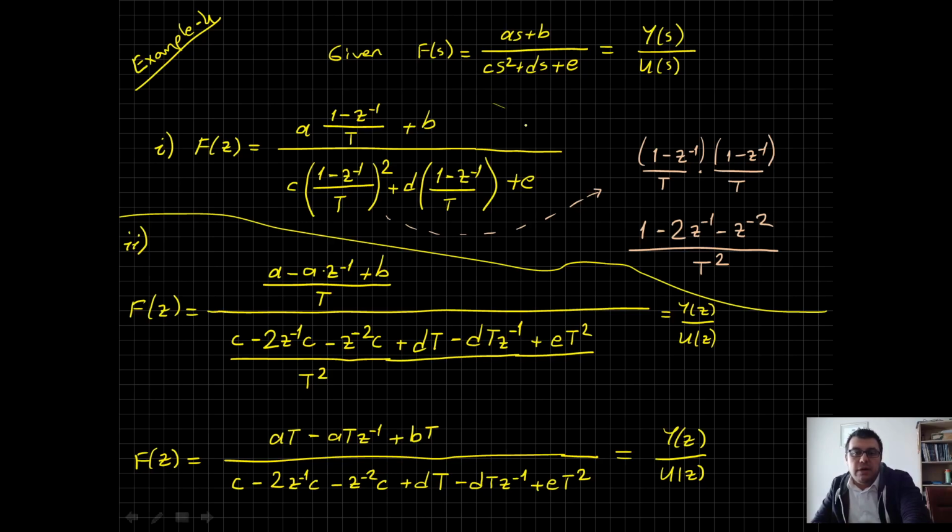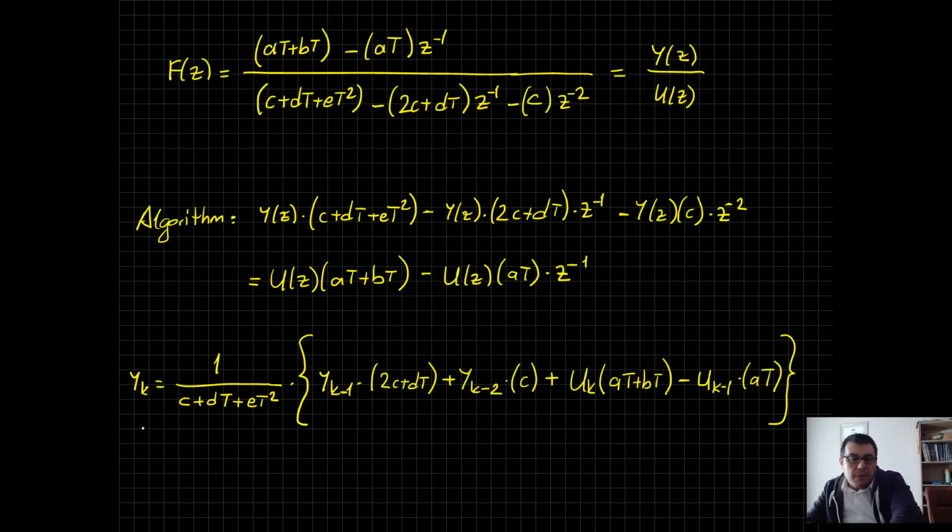So if you are given a continuous time transfer function F of s as (as plus b) over (cs squared plus ds plus e), going through all of these steps, you would come up with an algorithm to implement this transfer function in digital environment. So these will be helpful for all of you while you're trying to create your simulations. And that slide actually concludes today's slide sets.